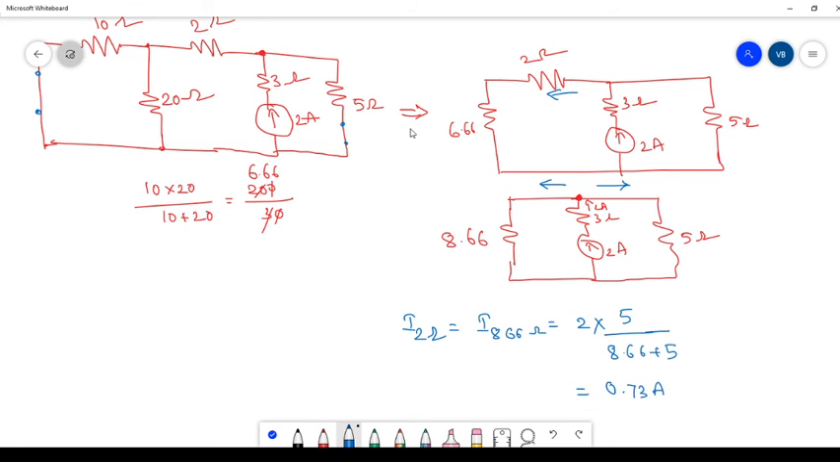Then you know the current. What is the current here? That is 0.73 amperes. Then we need to calculate the voltage across the 2 ohms resistor. So what is the voltage across the 2 ohms resistor? Current into resistance. What is the current value? Current value is 0.73 amperes into what is the resistance? That is 2. Then that value is 1.46 volts.